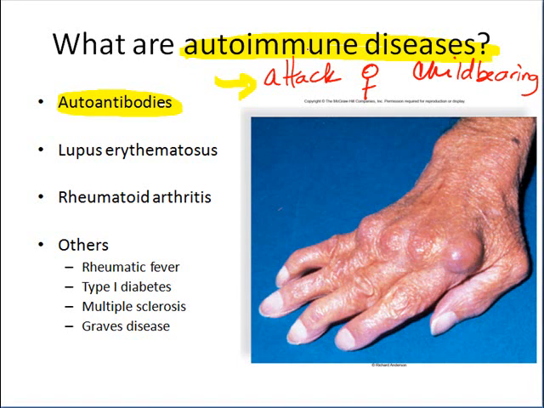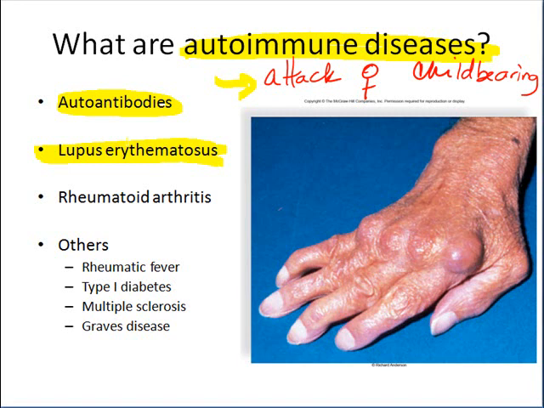Some examples include lupus, or lupus erythematosus is another name for it. This is an example of a type 3 hypersensitivity reaction, and it involves the person's immune system attacking their DNA and other types of cellular components, causing lots of inflammation, particularly in connective tissues, although not exclusively in connective tissues.